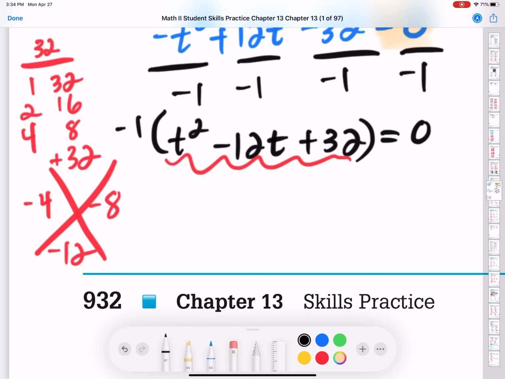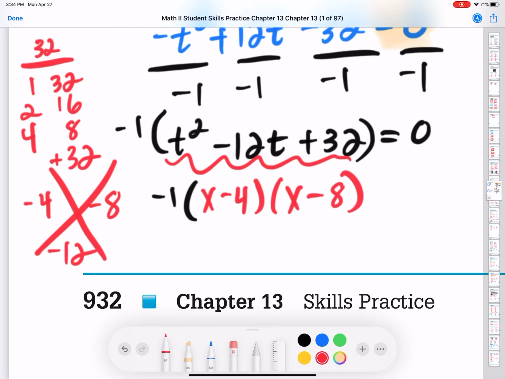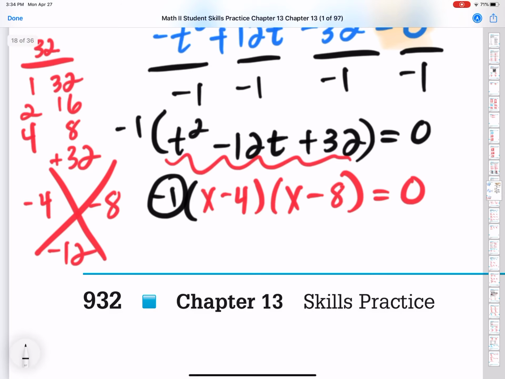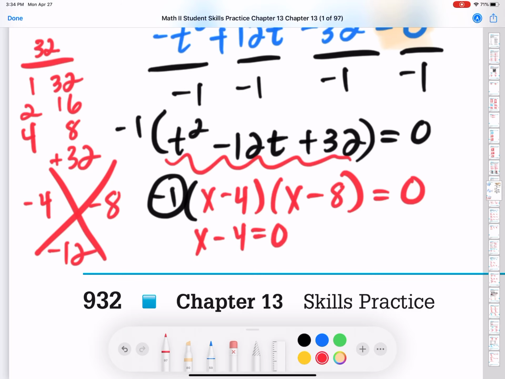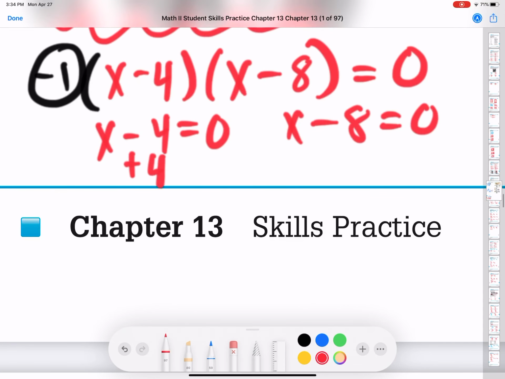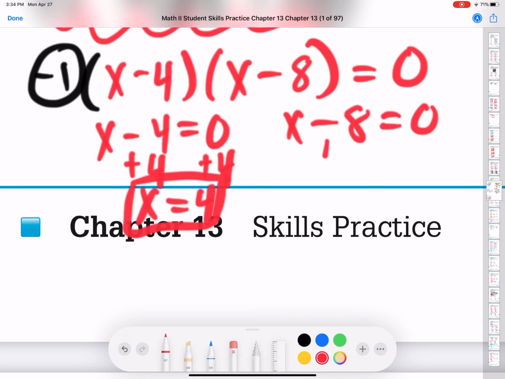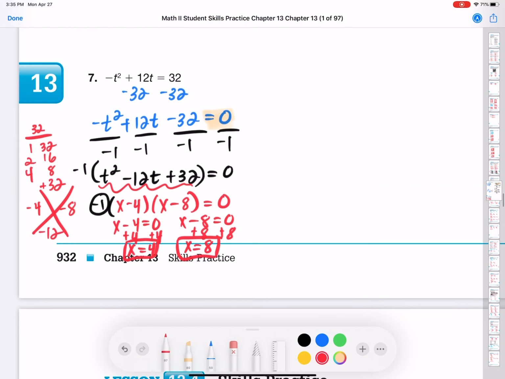So what I'm going to do is just rewrite everything. -1 stays outside. My factors are going to be x minus 4, x minus 8. Bring down your equals 0. Now you set each factor equal to 0. This -1, you don't have to worry about it. It doesn't have a variable in it, so it's not necessary. So now I'm going to have x minus 4 equals 0, x minus 8 is equal to 0, and then just solve. On both sides, I'm going to add, here I add 4, so I have x equals 4 is one answer. Over here, I have plus 8 plus 8, so I have x equals 8. That's my other answer. So I have x equals 4, x equals 8.